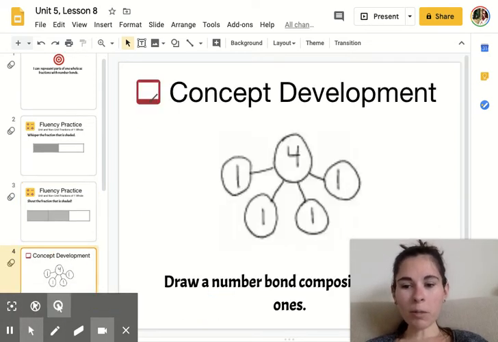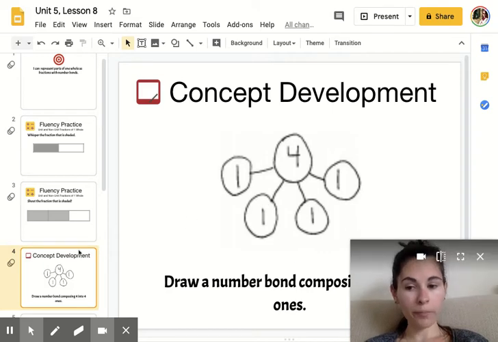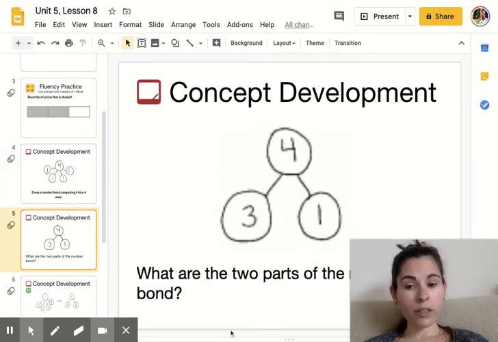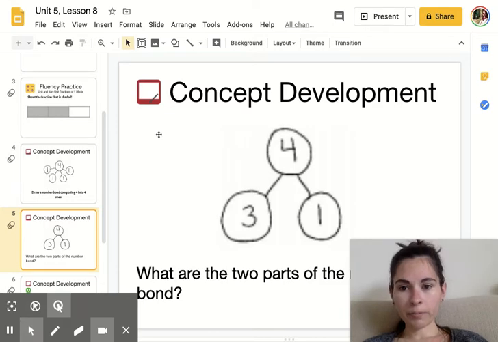So today, we're going to be working on number bonds. Number bonds are different ways that you could break apart a number. So for example, if I have the number 4, I could think of it as 1, 1, 1, and 1, because there are 4 ones that go into a 4. I could also think of it, though, as 3 and 1, because I could break apart a 4 into 3 and 1. You might also think about it this way.